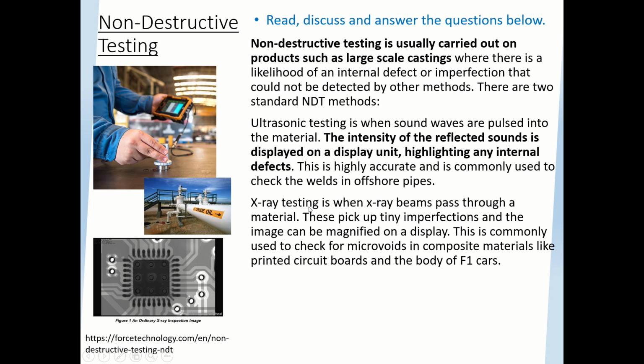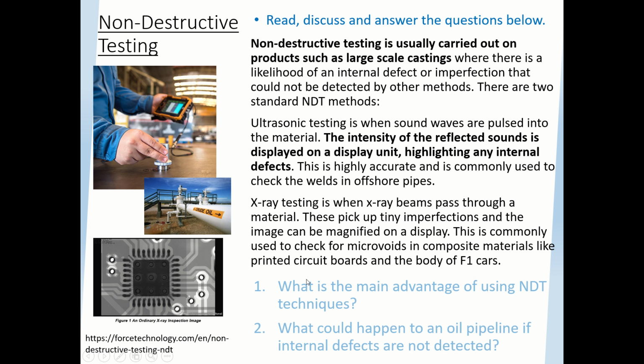X-ray testing is when an X-ray beam passes through a material and that picks up tiny imperfections, tiny little defects, and that can be magnified on the display. This is for checking microvoids. A void would be like a tiny gap, right? It can be used on composite materials like printed circuit boards and bodies of F1 cars.